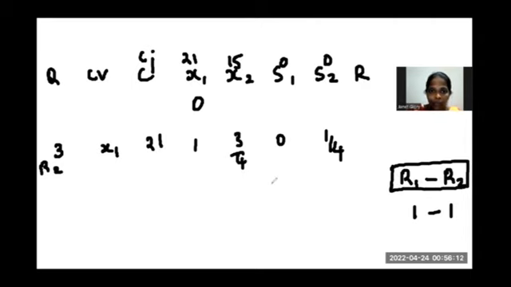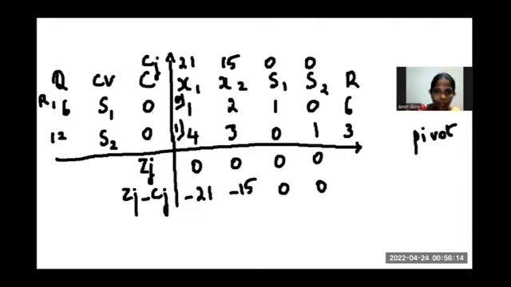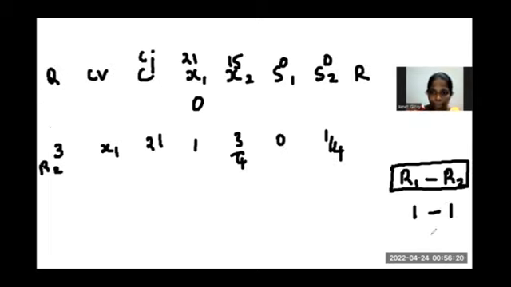We move on to x2. So in table 1, the value of x2 in row 1 is 2. Here the value of x2 is 3 by 4. So it is 2 minus 3 by 4. So 8 minus 3 by 4. It's 5 by 4.